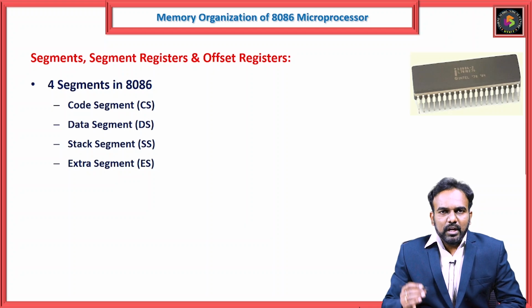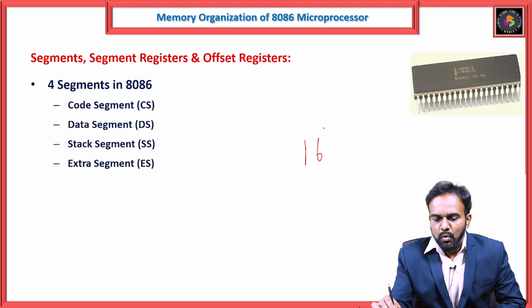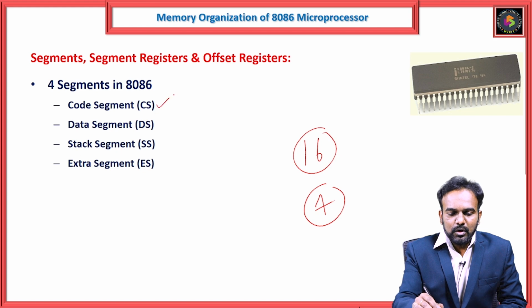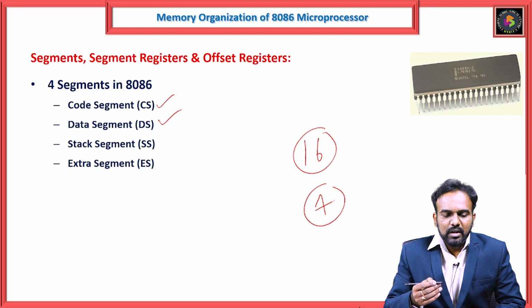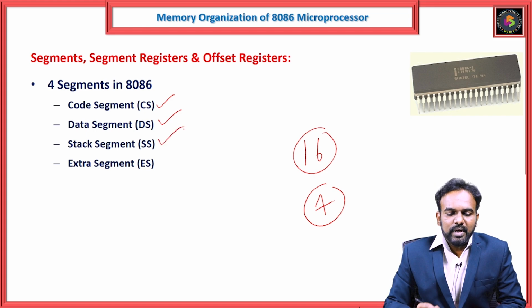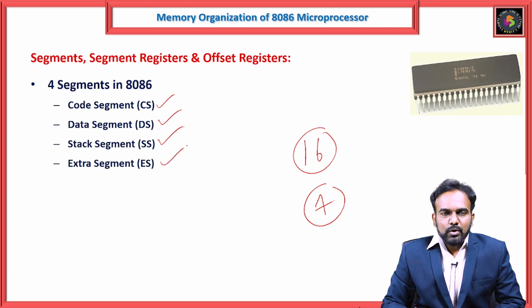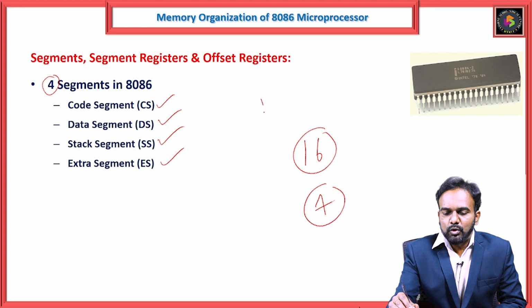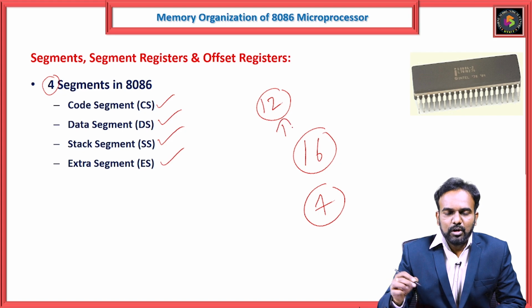Next, the 8086 microprocessor is divided into a total of 16 segments. Out of 16 segments, only 4 segments are initialized. Those 4 segments are: one is the code segment, in short form CS. Next one is the data segment, in short form DS. Next one is the stack segment, in short form SS. ES is the extra segment. Out of 16 segments, only 4 segments are initialized. The remaining 12 segments are there, and depending on our requirement, we are going to initialize these 12 segments also.